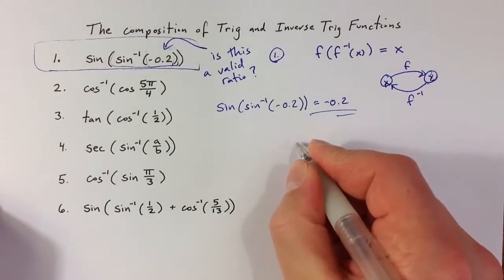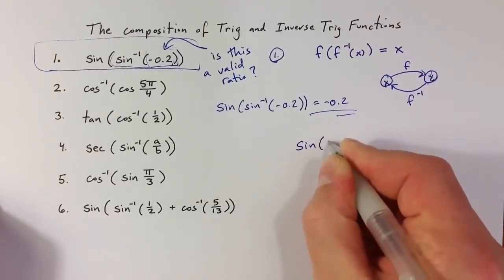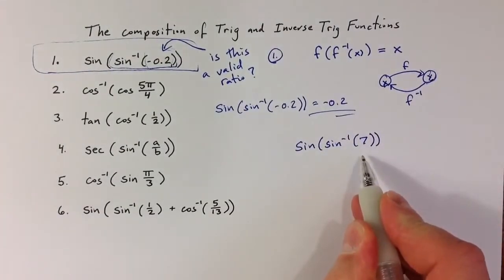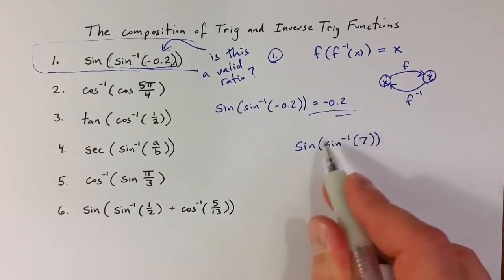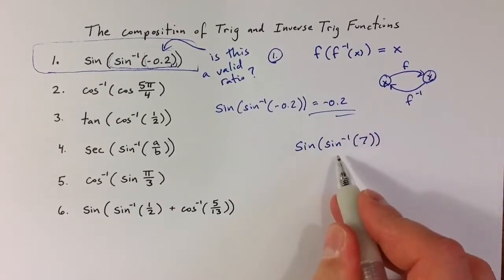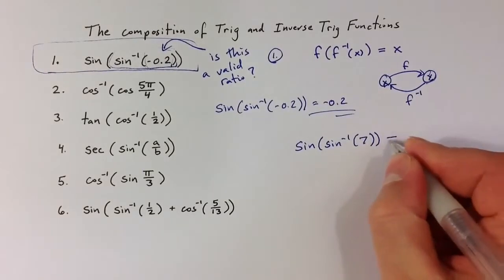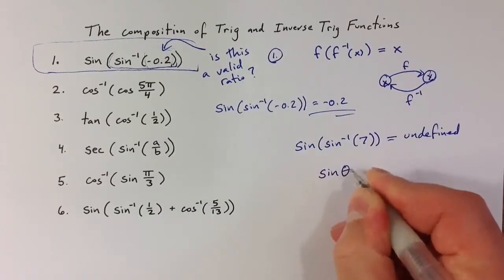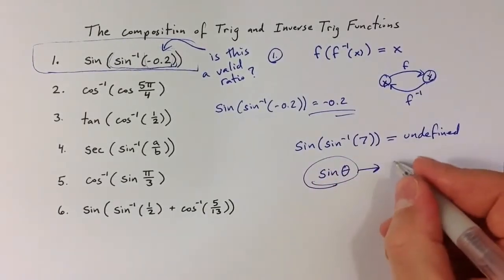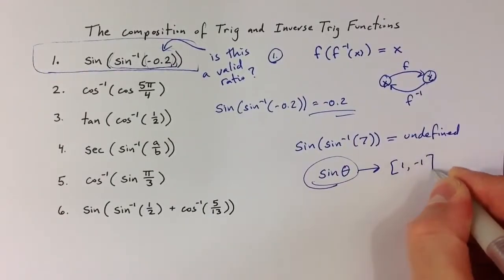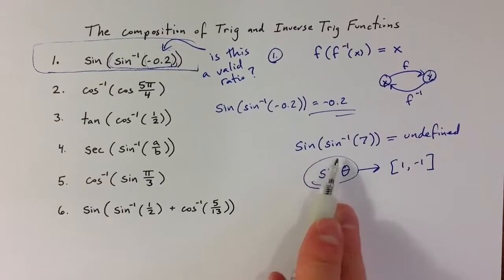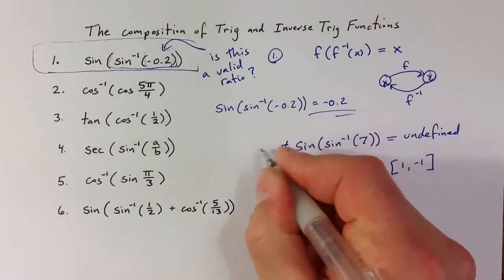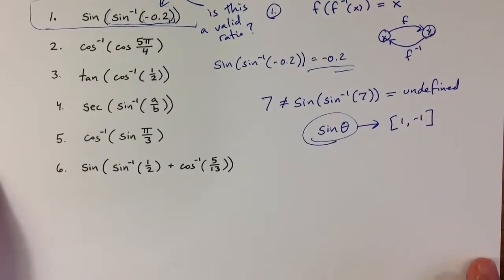What I mean by that, a second problem, suppose we had sine of sine inverse of 7. There's no way that I could get 7 from a sine function. There's no angle that if I plug that angle into the sine function, it would give me 7. And so this is just undefined. Sine ratios, sine of theta, that expression is always going to be between 1 and negative 1. And so there's no way that I can apply sine to some angle and get 7. So this is not equal to 7. Well, let's take a look at number 2.